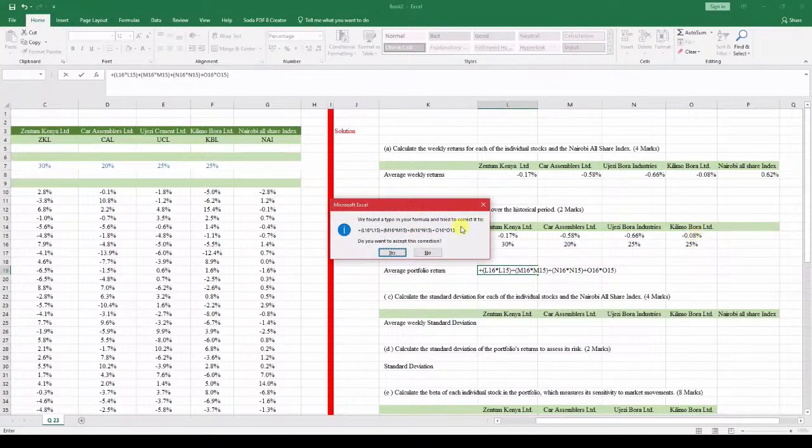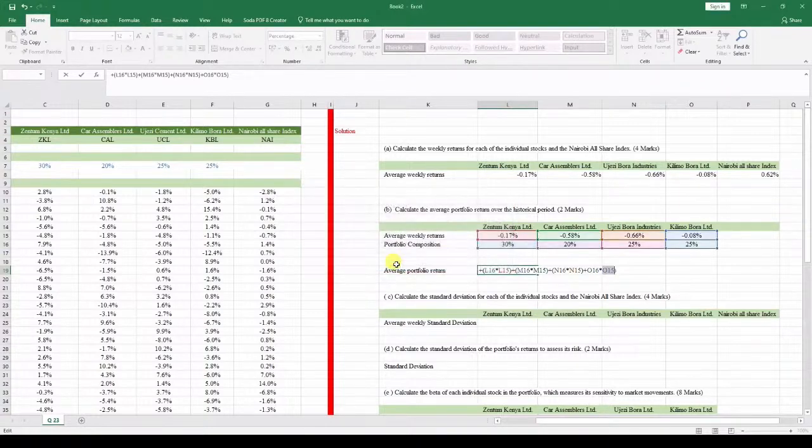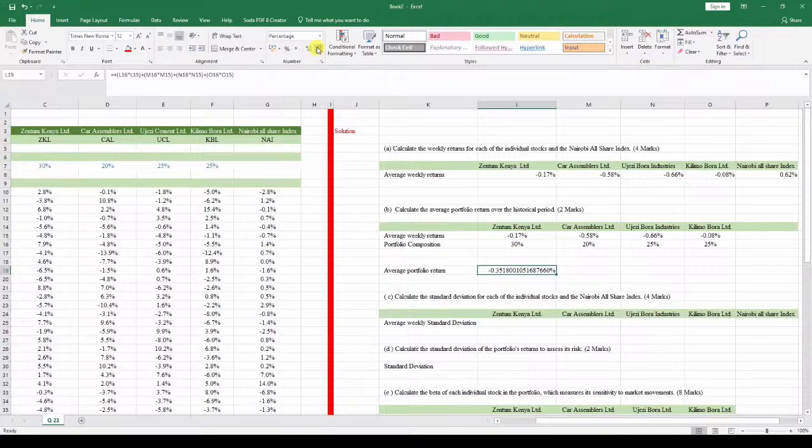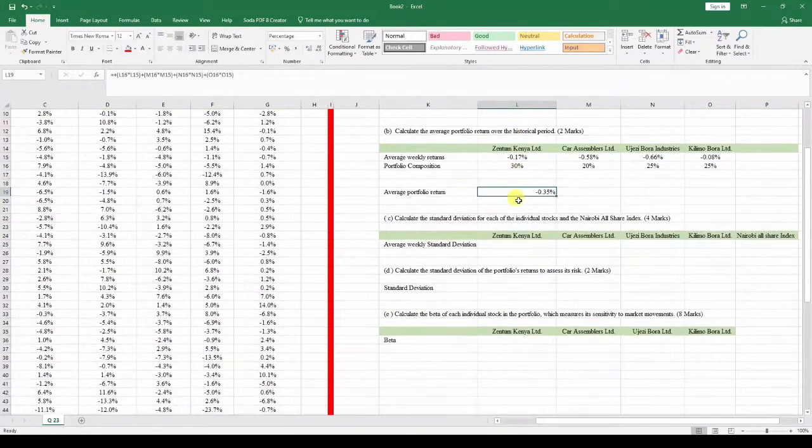So I think I didn't open a bracket here, that's why it's giving me those values there. So we open a bracket over here, and then once we close it like that and enter, it will actually be okay. We only want it to 2 decimal places, so we reduce it like so, to 0.35%. Now once we've gotten our portfolio return as 0.35%, we can move on to part C.